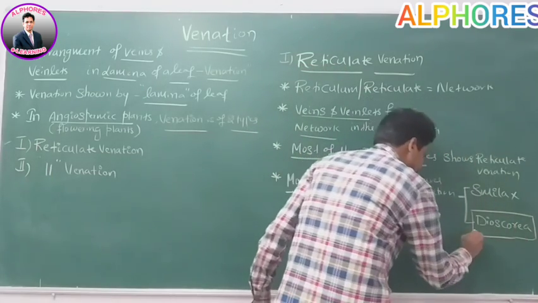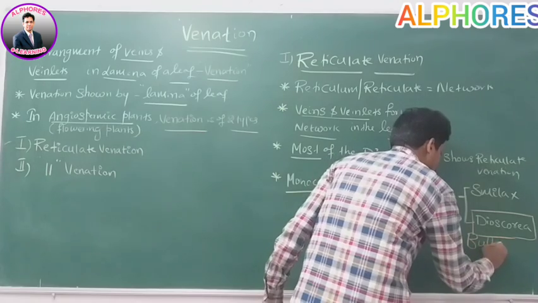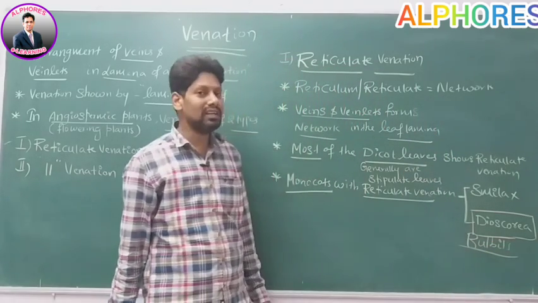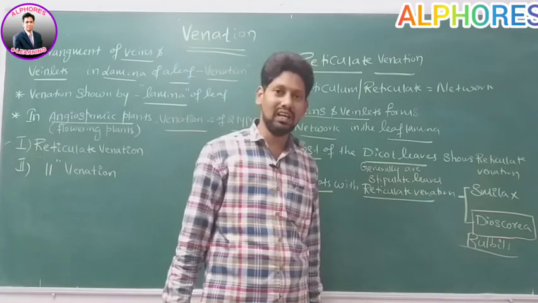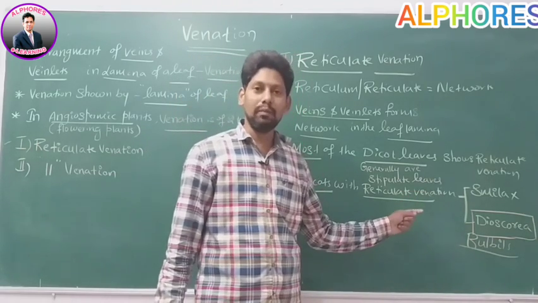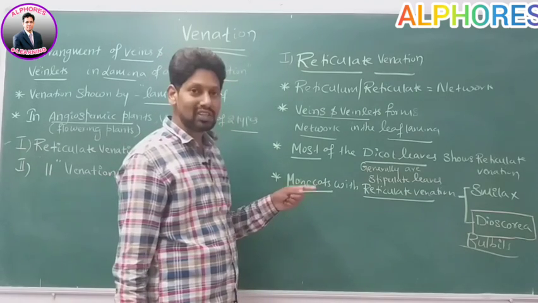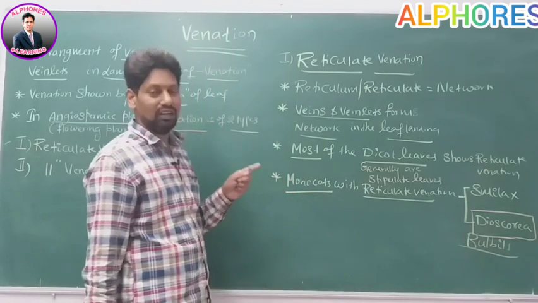In case of the Dioscorea plant, you are going to see bulbils. Bulbil is a type of which stem modification? Bulbil is a type of aerial stem modification. Is it okay?